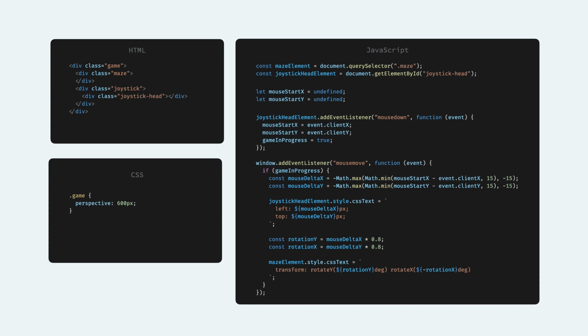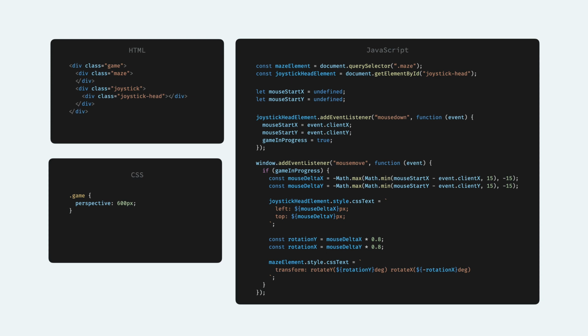We probably want to limit this movement as the joystick should only move within a limited box or circle, and we don't want to completely flip the maze either. I'm using the min and max functions here to set a limit between -15 and +15.